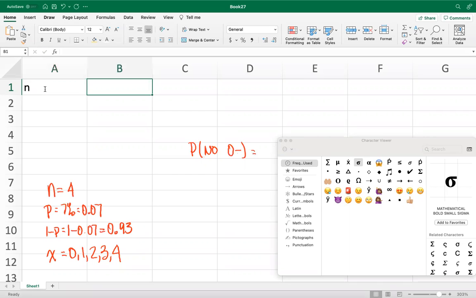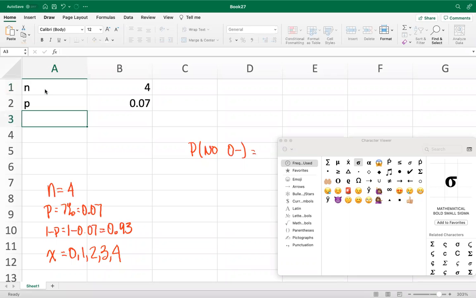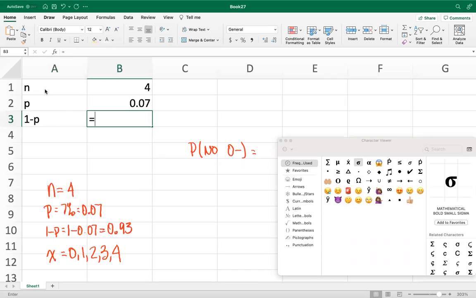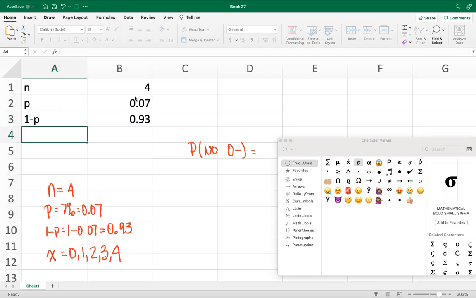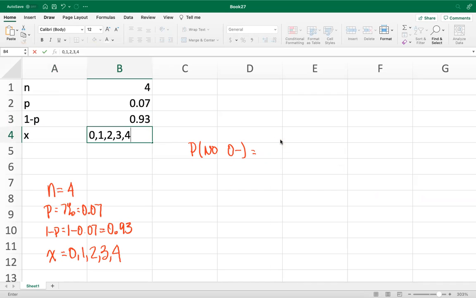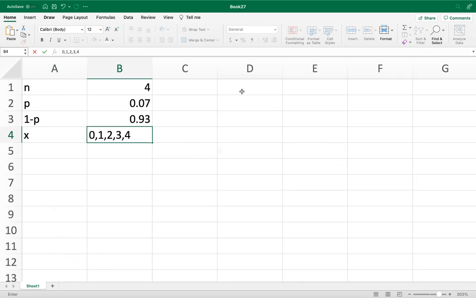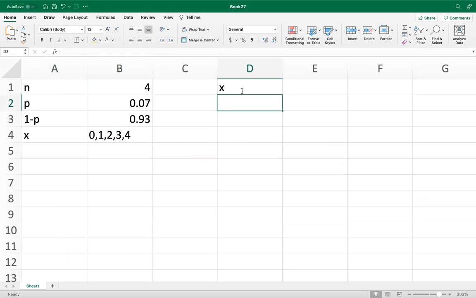So we have N is 4, P is 0.07, 1 minus P is equal to 1 minus 0.07, X is going to be either 0, 1, 2, 3, or 4. And now we could clear this out. Our possibilities for X are 0, 1, 2, 3, or 4. And now we're gonna look at the probability of each of them.